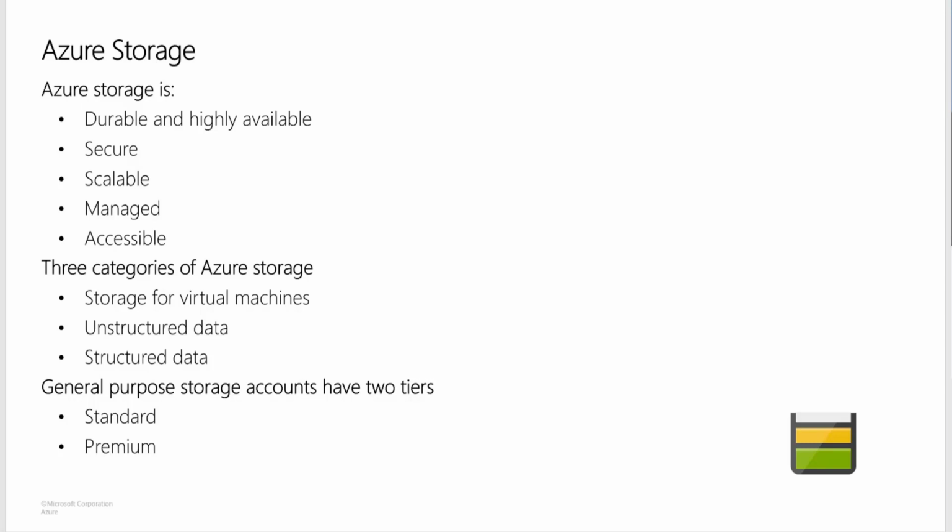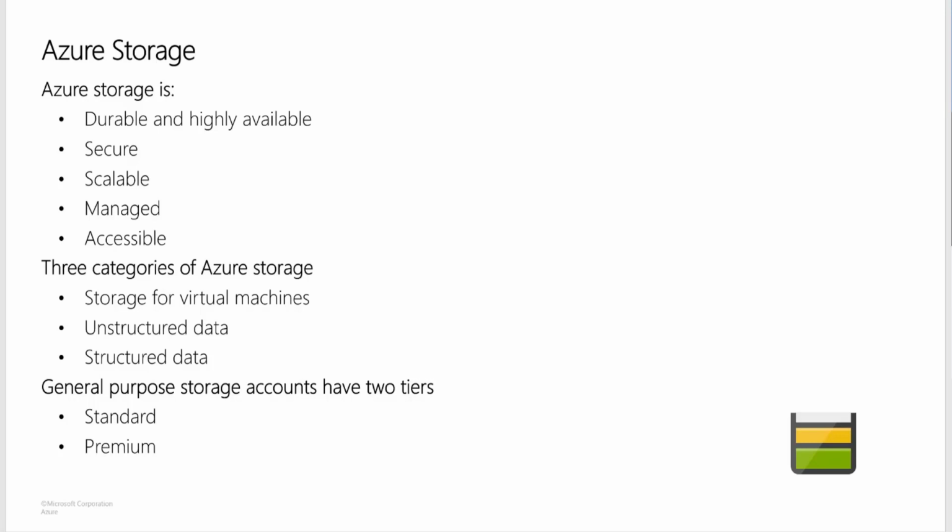You can generally think of Azure Storage in three categories. Storage for virtual machines. This includes disk and files. Disk are persistent block storage for virtual machines. Files are fully managed file shares in the cloud. Unstructured data. This includes blobs and data lake store. Blobs are highly scalable, REST-based cloud object store. Data lake store is a Hadoop distributed file system, that's HDFS as a service.